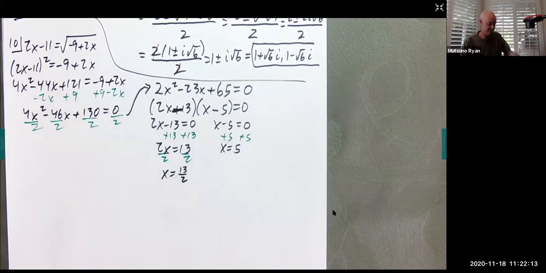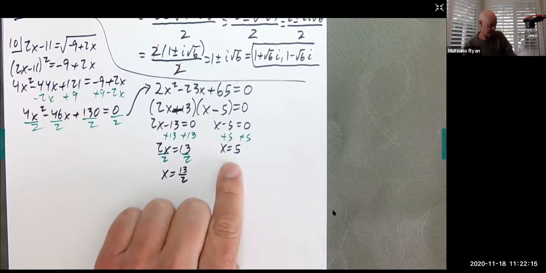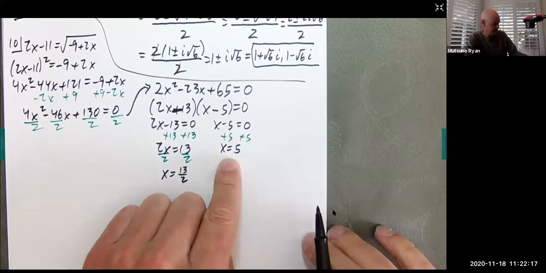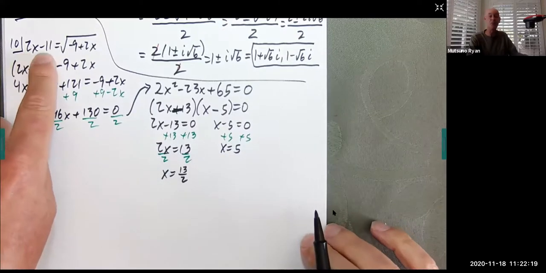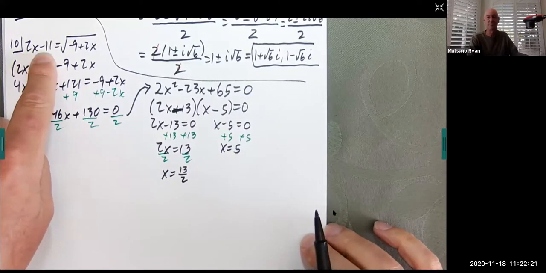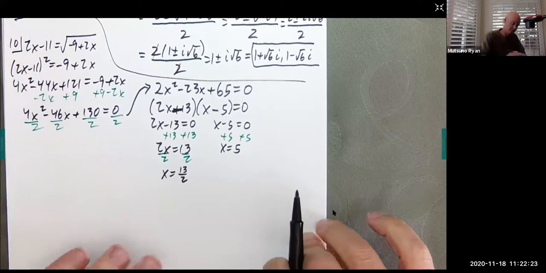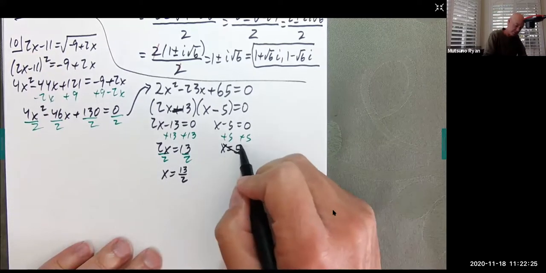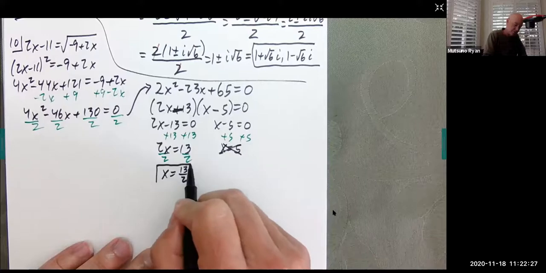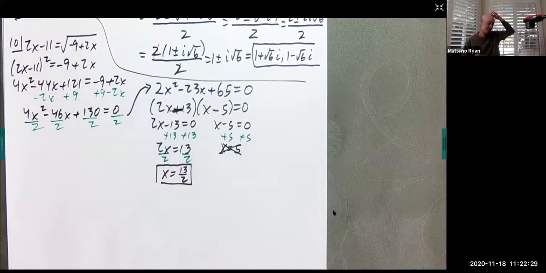And we have to check these. When I take 5 in there, 5 times 2 is 10. 10 minus 11 is negative 1. I can't have a radical equal to a negative value when we're dealing with real numbers. So x equals 5 is out. But 13 over 2 works itself out.